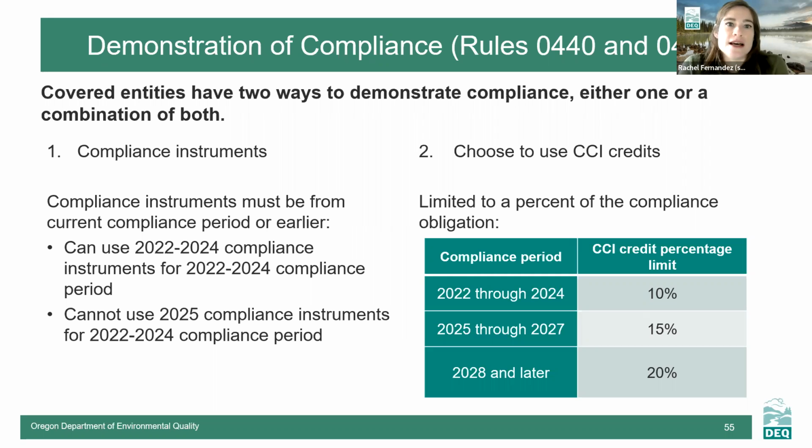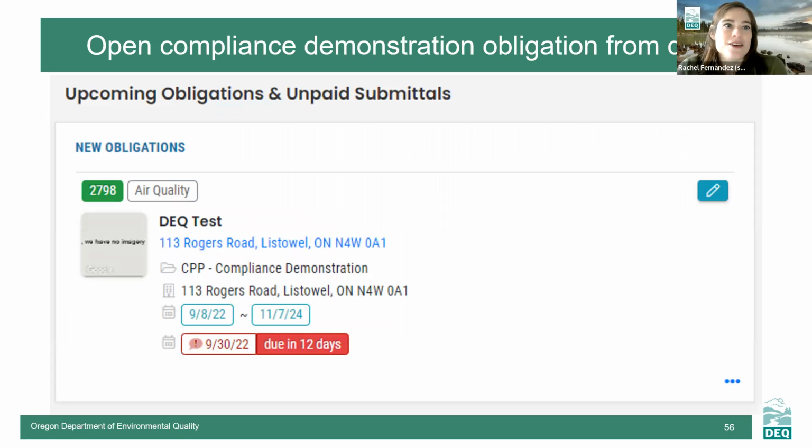The second way is to choose to use CCI credits. Per the rule, we have a limit for each compliance period, a maximum allowable amount that you can buy within the compliance period. What would happen first, when it comes time, is that DEQ staff will publish obligations to you, and that's how it will show up as an upcoming obligation on your public portal dashboard.